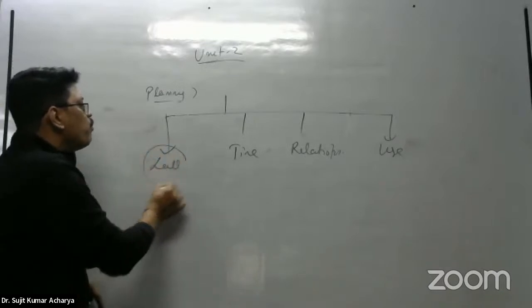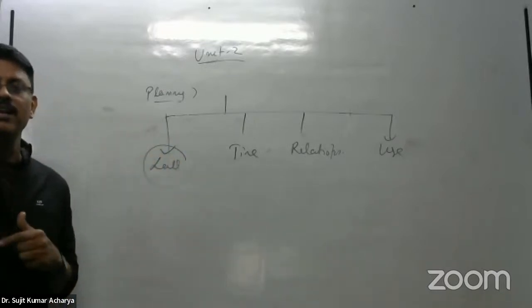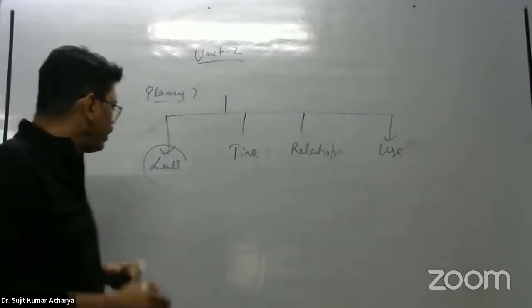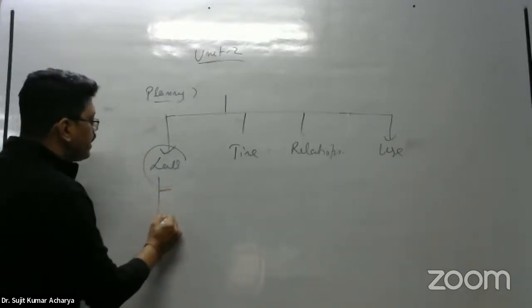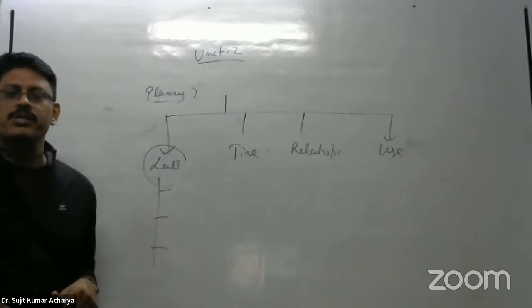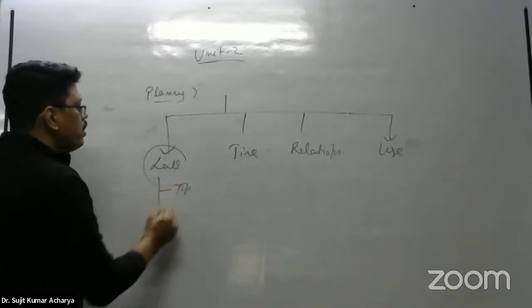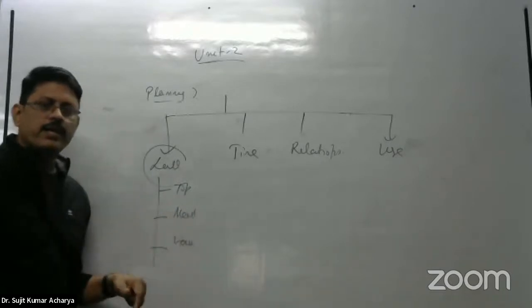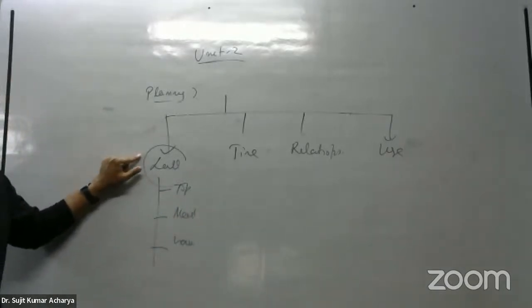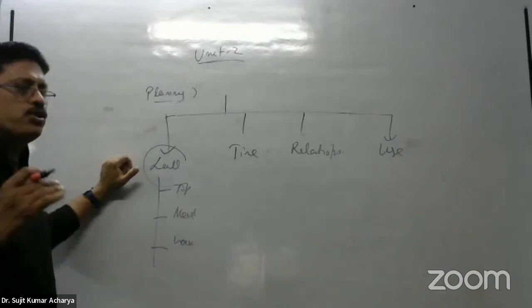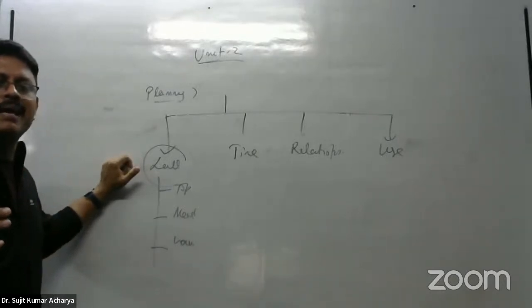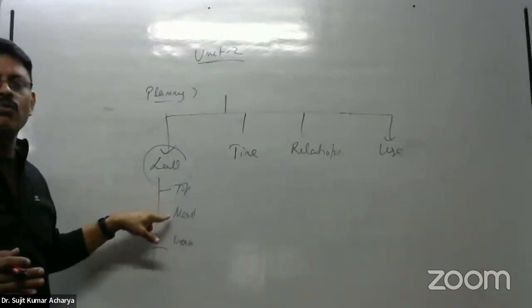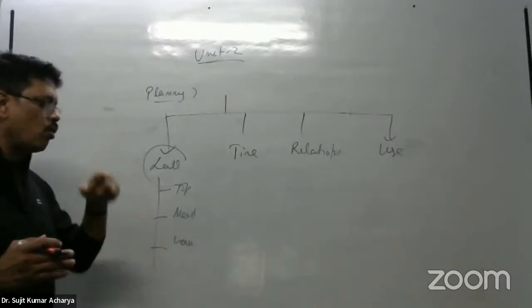One way of discussing the type is level. Level is the hierarchy or the position. From that approach, we can identify the planning as of 3 types: one is top level planning, one is medium level planning, and one is lower level planning. So from the level point of view, or hierarchy, or positions point of view, the planning can be identified in 3 different types.